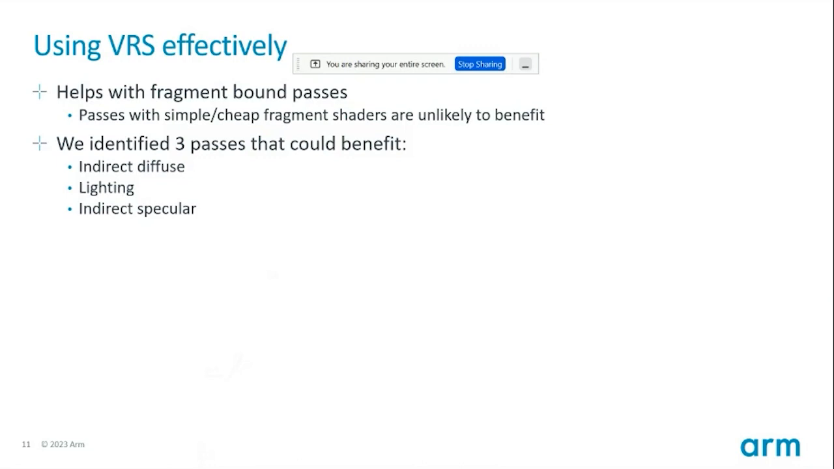For our content, we identified 3 passes that could benefit, and these really are the 3 most expensive passes, and they are all fragment-bound. They are the Indirect Diffuse, the Lighting Pass, and the Indirect Specular Pass. The Indirect Specular Pass actually happens before the Lighting Pass, but I'll be going through them in this order. You'll see why.